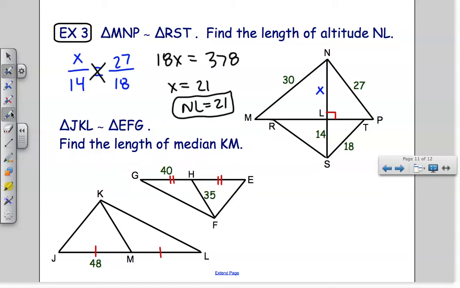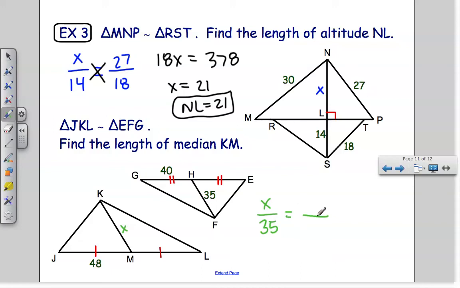Alright, we got another type of special length in these triangles. We do know the triangles are similar. Triangle JKL is similar to triangle EFG. Find the length of median KM. KM is here, and it is a median because it goes from a vertex to the midpoint of this side. I know it's a midpoint because of those two congruent tick marks. I know that this is a median as well because it goes from a vertex to the midpoint of this side. I know it's a midpoint because I see two congruent tick marks there. So if I want to find the length of this median, I know that I'm going to compare x to the other median of this guy, which is 35. Comparing medians here.